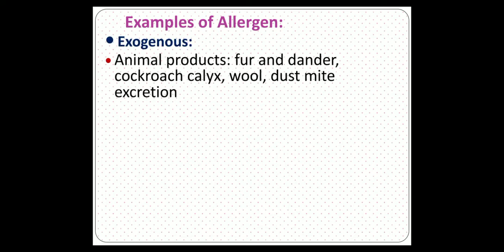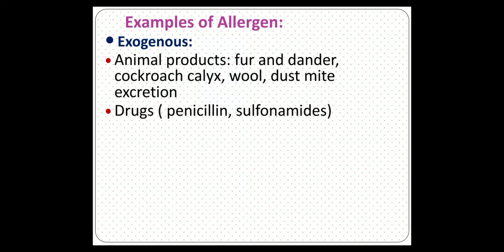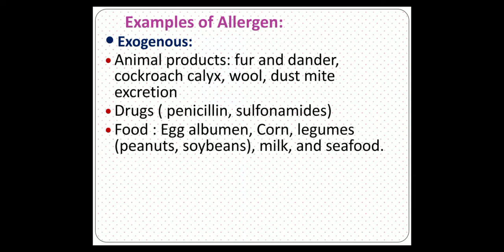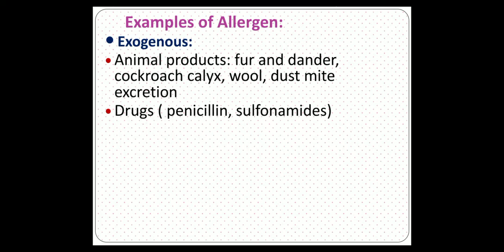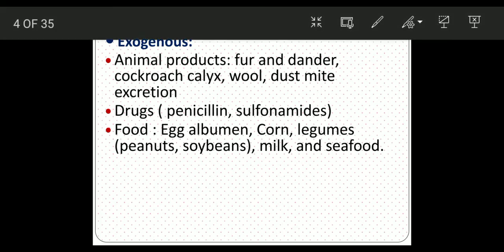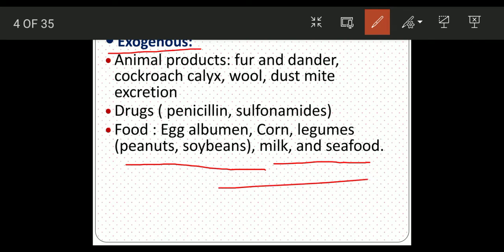Now let's talk about some examples of allergens, what they can be. Exogenous allergens are foreign particulates like animal products, fur, dander, cockroach calyx, wool, dust mite excretion; drugs, such as penicillin and sulfonamides; and foods, such as egg albumin, corn, legumes, peanuts, soybeans, milk, and seafoods. Guys, they can be anything from outside of the body, and that is an exogenous allergen, nothing much.